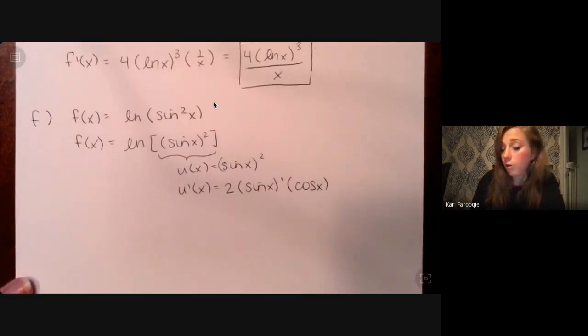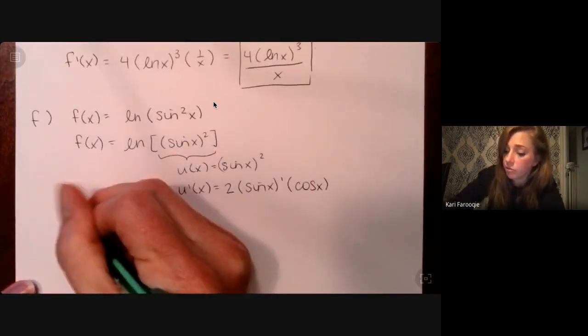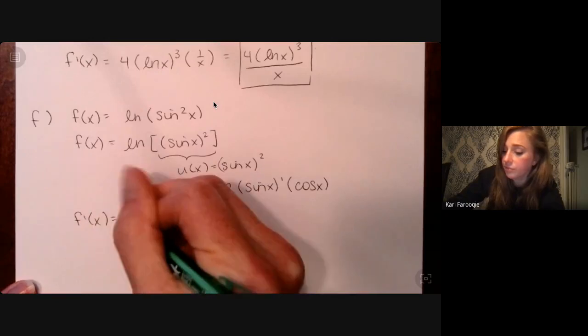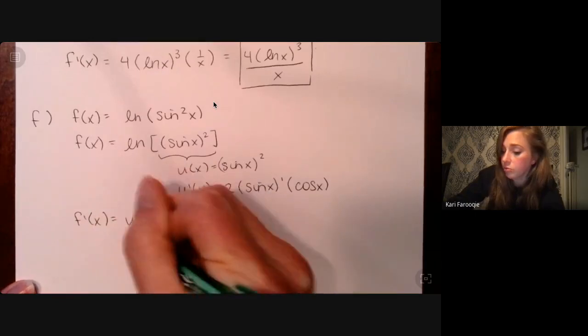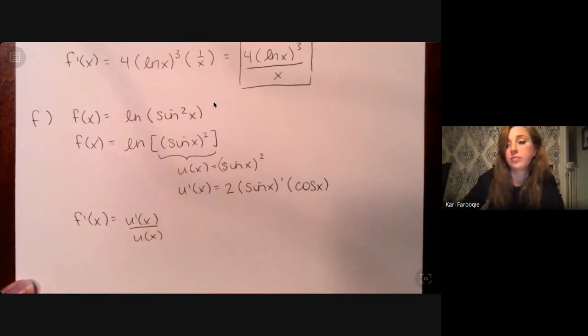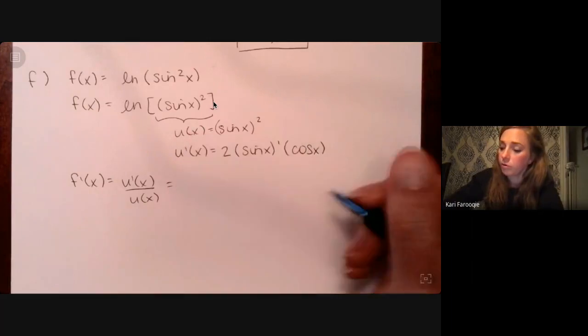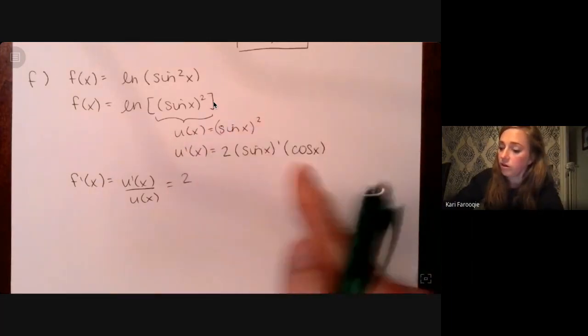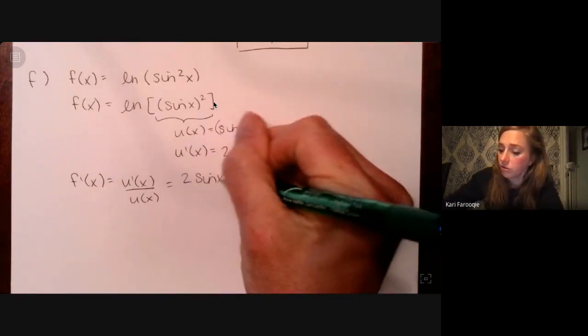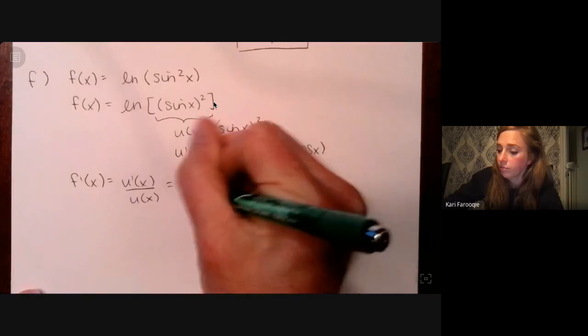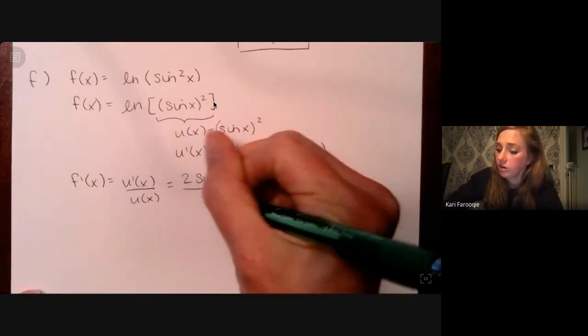Okay, so now we can write our derivative f prime. Remember, we're going to take u prime, and we're going to divide it by u. So we're going to take 2 sine x cosine x, and we're going to divide that by sine x squared.